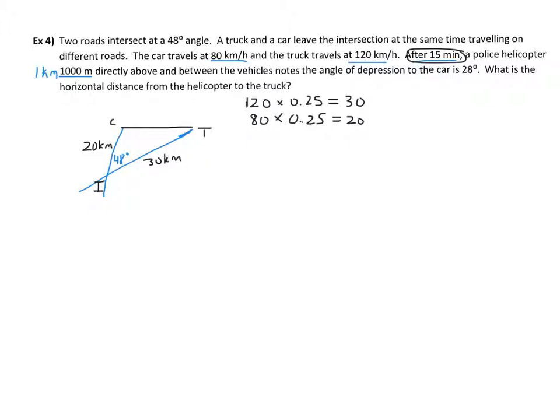All right, so in this triangle that I have laying on the ground, I could use my cosine law and get the distance between the car and the truck after the 15 minutes. Applying that cosine law, I'll just leave that as CT. So CT squared, or you can give it a lowercase letter, it's up to you. CT squared would equal 20 squared plus 30 squared minus 2 times 20 times 30 times the cosine of 48 degrees.